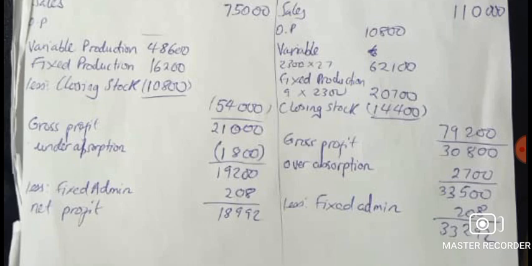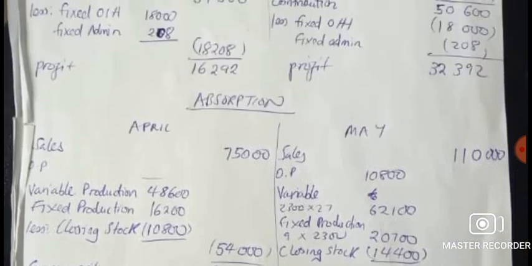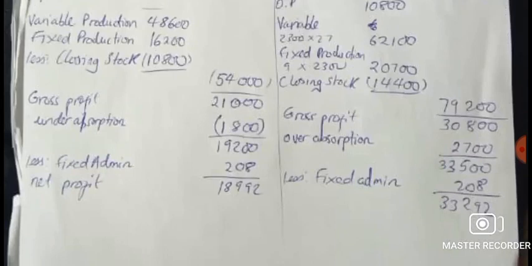Even May, same story. We would get the marginal profit of 32,392. Let's say we're starting with 32,392. Take note of that figure. And then we should match to this one, which closed in absorption in May, 33,292. Okay, let's do that. We look at the change.